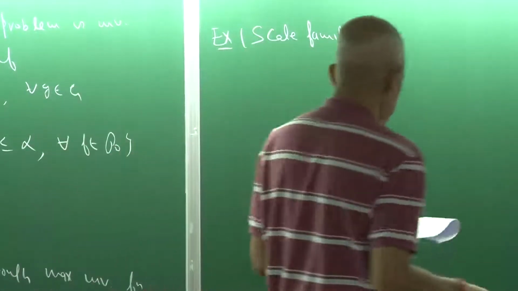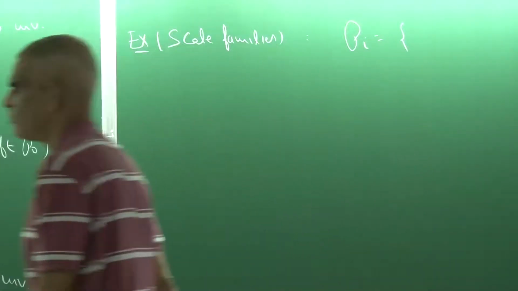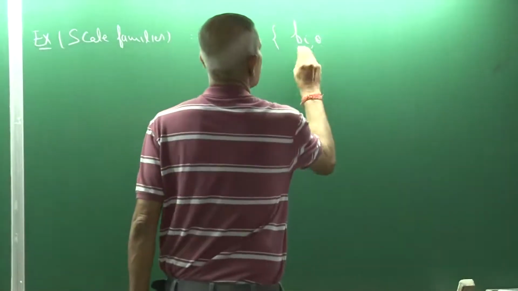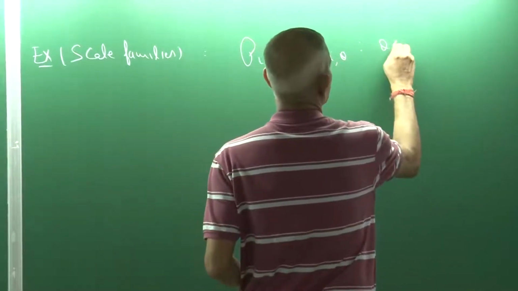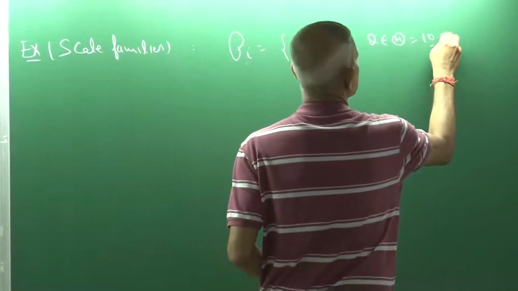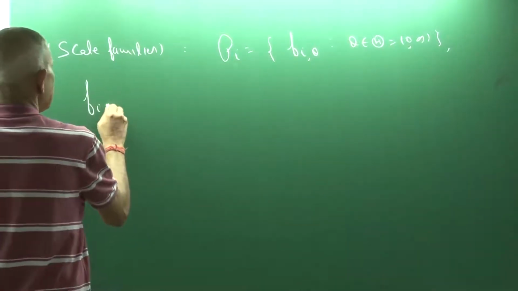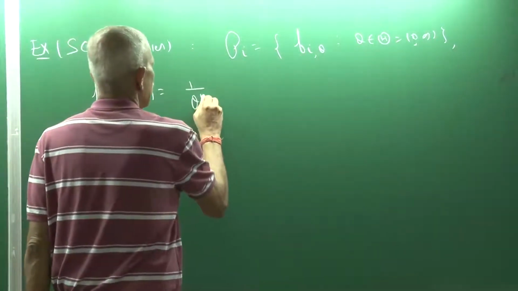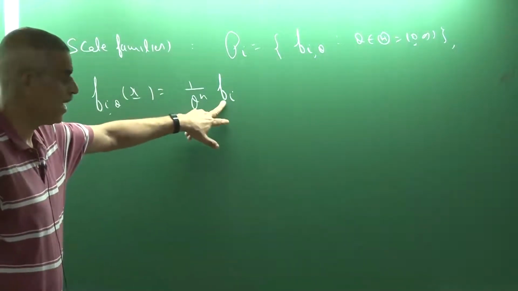So my Pi, which I want to test, so my P0 and P1 are these, Fi theta. So I represents this: under P0 it is F0 theta, where theta belongs to capital Theta, which is 0 to infinity, where Fi theta x is some kind of a scale family, so that means it is 1 by theta to the power n. Fi again depends on i, because under P0 and P1, I may have a different Fi.